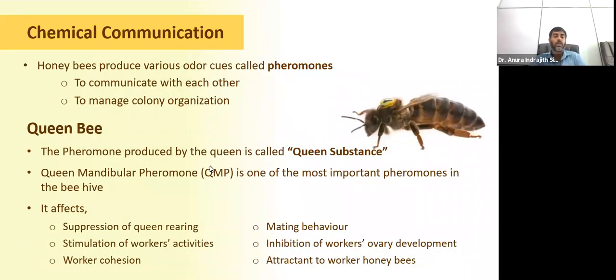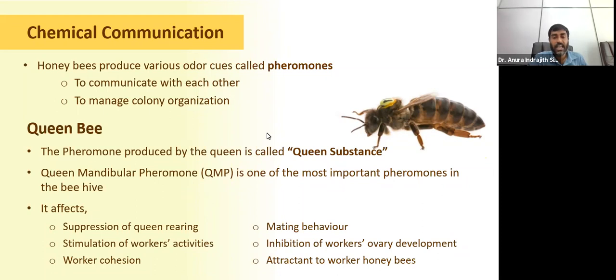Now, not only this physical communication, the chemical communication is also there. Bees are very good at chemicals. The main chemicals are the pheromones. Pheromones are released by the queen. Not only the queen, the other members can also release pheromones from time to time, but the majority of the pheromones are released by the queen.